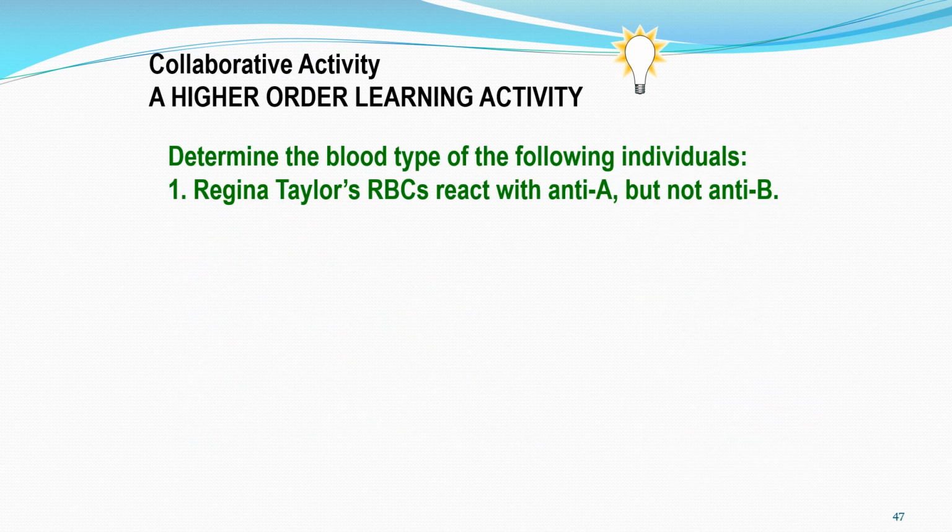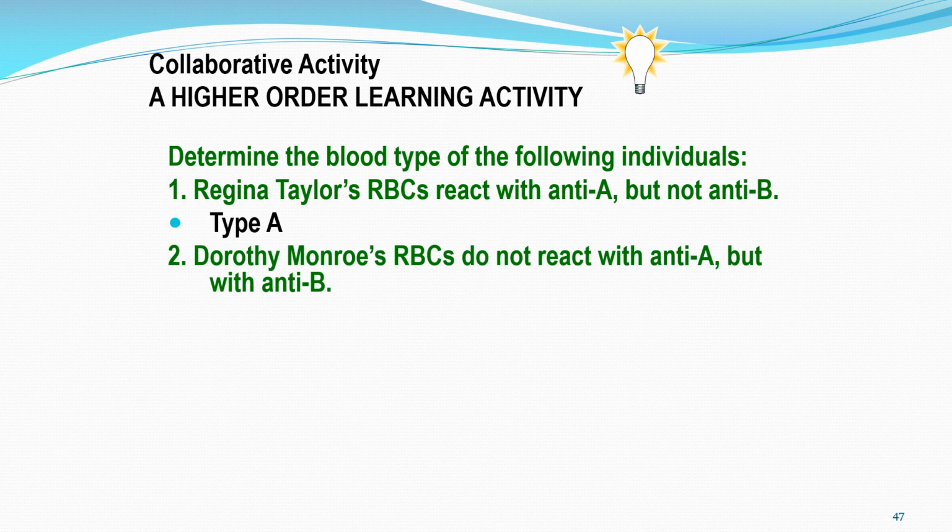Determine the blood types of the following individuals. You guys are going to need to be able to do this on tests. So please use this slide as a way to test yourself. Pause it and try to answer each one of them. Regina Taylor's RBCs react with anti-A but not anti-B. Take the time to write down the answer and see if you're getting it correctly.